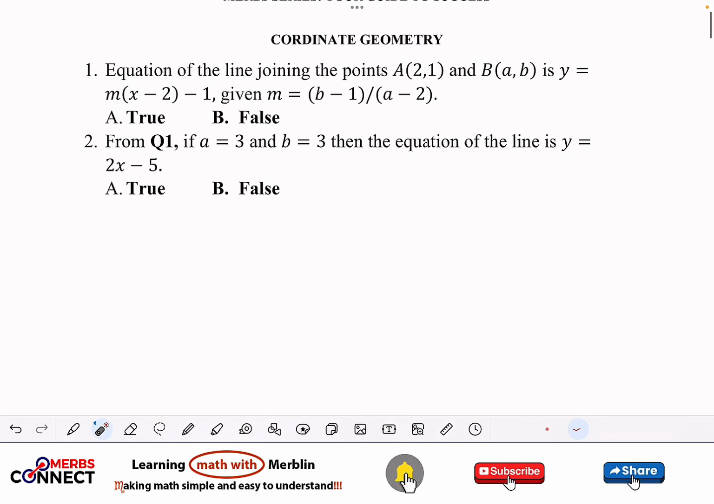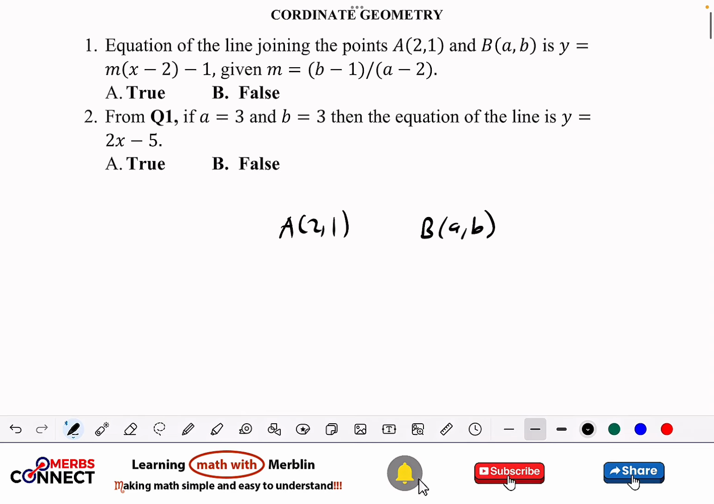So the first question is asking us to check if the equation that is joining point A, B is indeed this, given that this is the slope. So let's find out. They've given us a point A, which is (2, 1), and point B. So the first thing that we need to do here is try and find out if the slope, which is the gradient, is true.